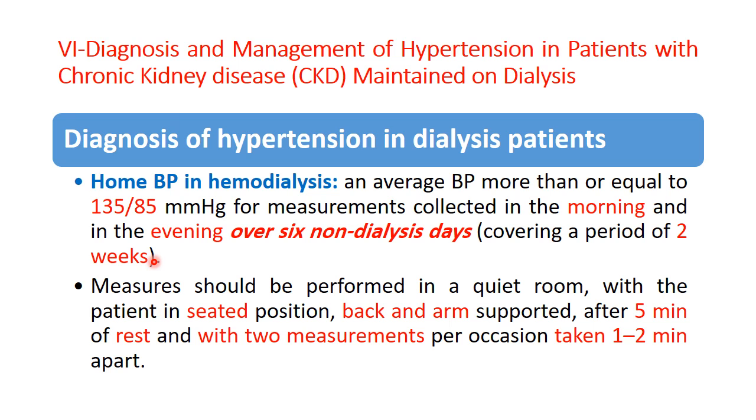So you want at least 2 weeks of measurements, and you will measure the blood pressure on non-dialysis days twice per day, once in the morning and another time in the evening, taking the average of the blood pressure over these 6 days at home, and if the blood pressure value is equal to or more than 135 over 85, then you can diagnose hypertension in dialysis patients.